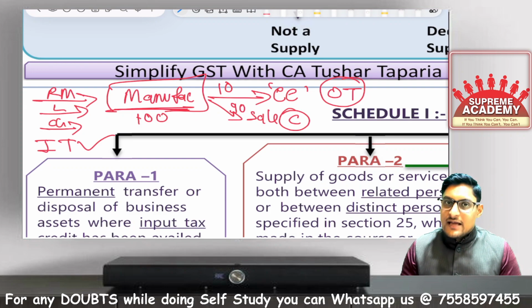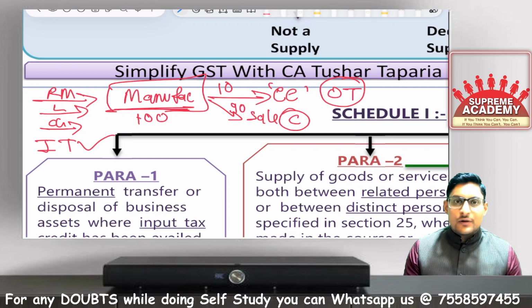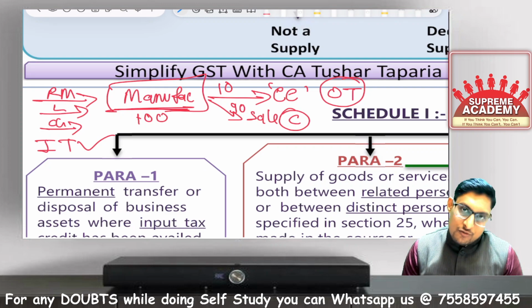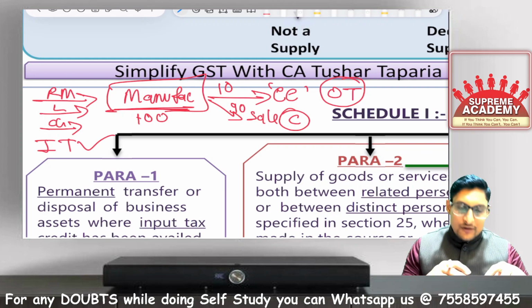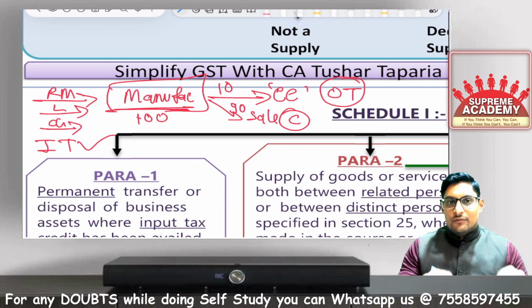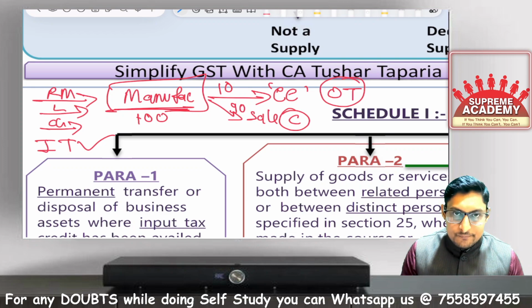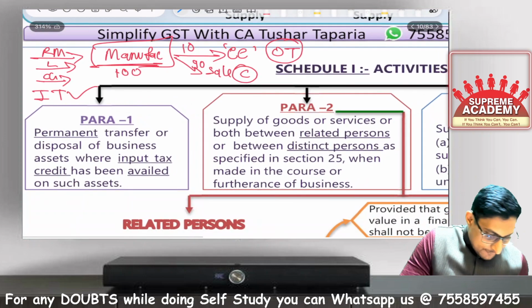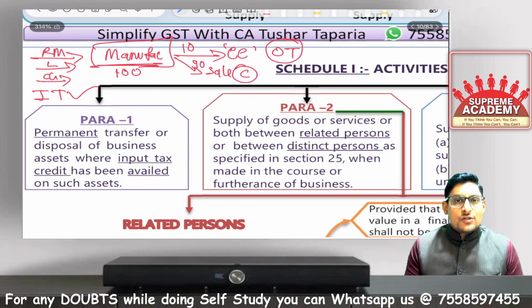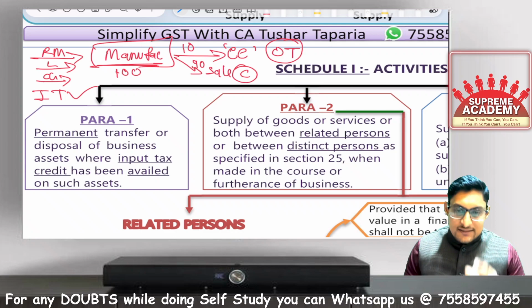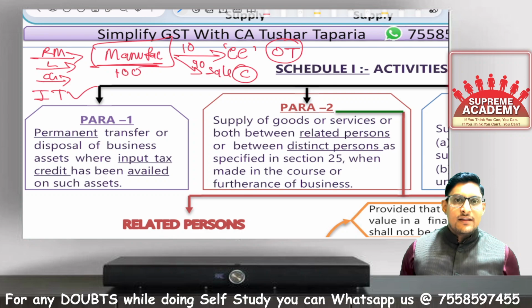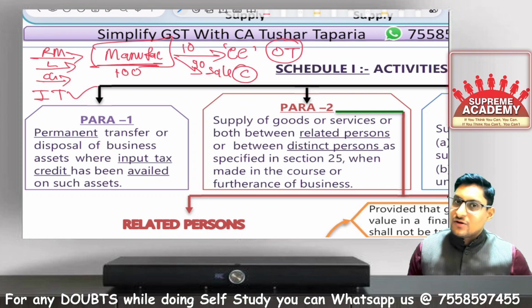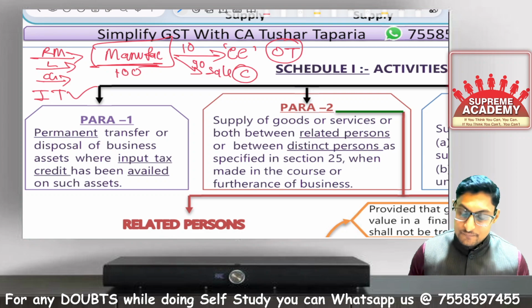This activity will be considered as deemed supply, and accordingly you have to calculate the tax on that and pay the tax on that, though you have not recovered any amount from that person to whom you are making the supply. But for the purpose of taxation, under GST provisions, we have to calculate the tax and pay the tax to the government. This is para number 1: permanent transfer or disposal of business asset where ITC has been availed. This is the main term: ITC has been availed. What if ITC is not availed? Then this will not be termed as a supply because it will not be covered under para number 1.